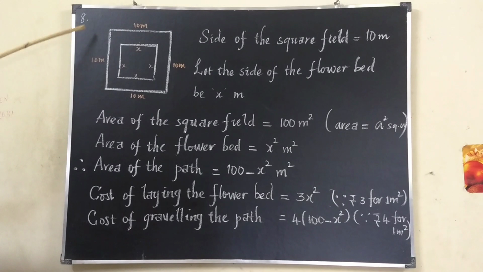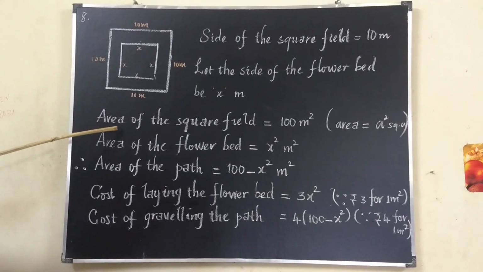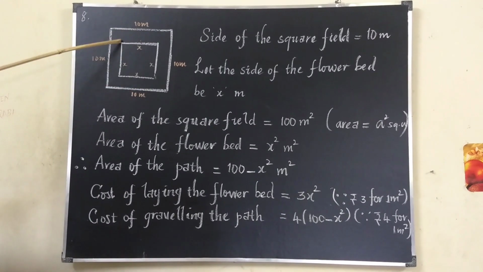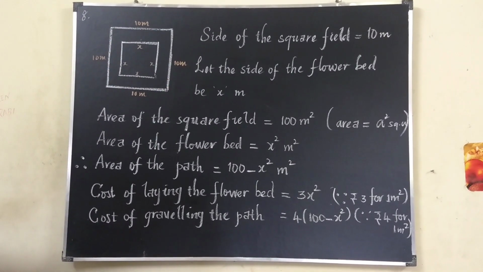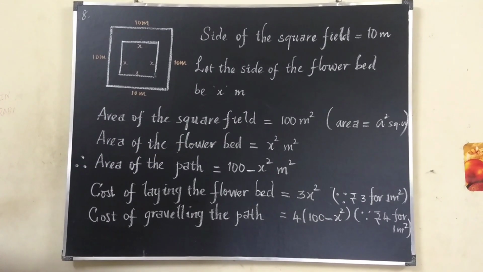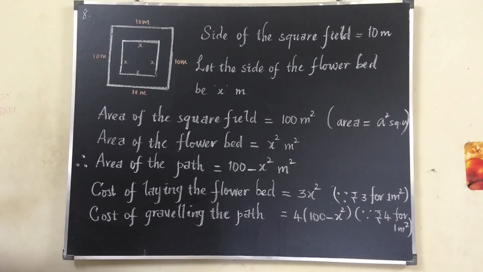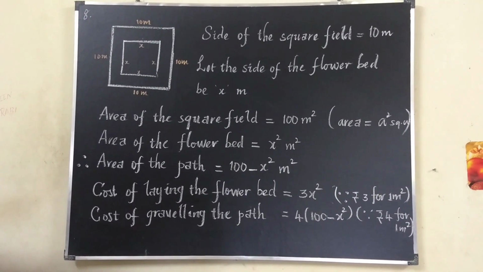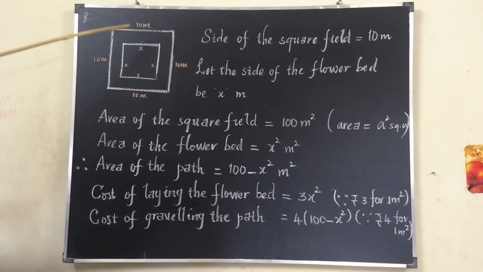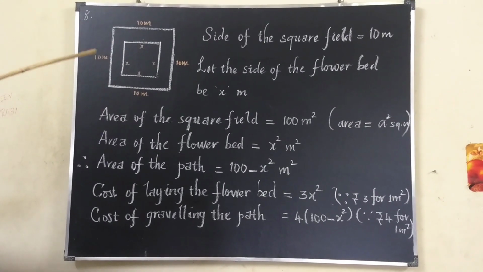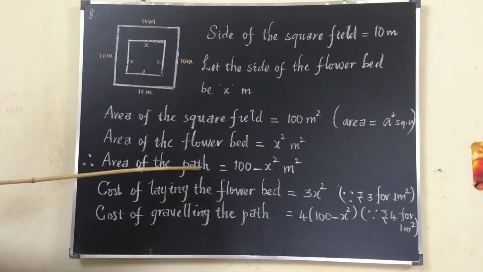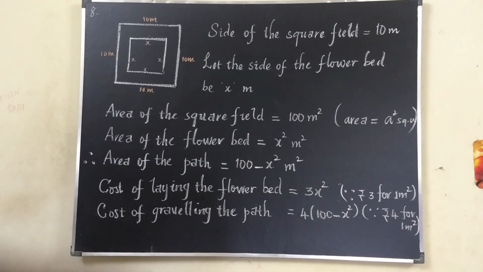There is a square field of side 10 meter. The area of the square field is equal to 100 meter square. In the center of that, there is a square flower bed of side x meter. We assume that is x meter. Therefore, the area of the flower bed is also x square meter square. But we are asked to find the width of the pathway. For finding the width of the pathway, we must consider the area of the pathway from the given areas. The area of the square field and the area of the flower bed in the center are known. If we subtract these two areas, we can get the area of the pathway. So the area of the pathway is equal to 100 minus x square meter square.